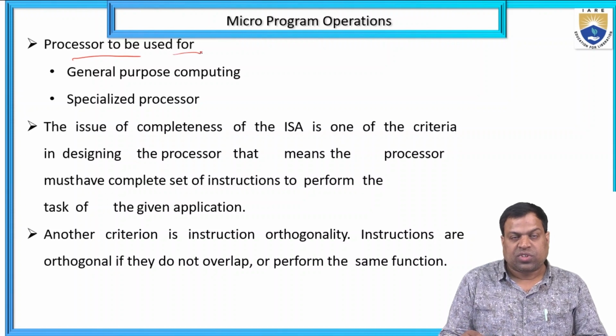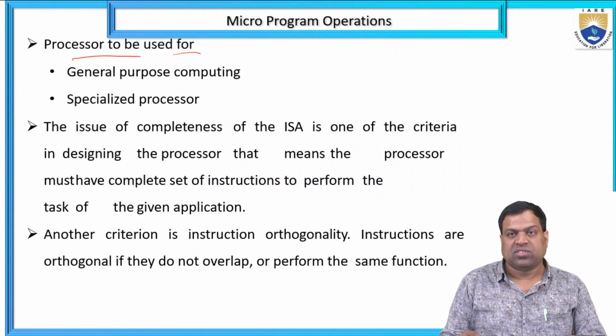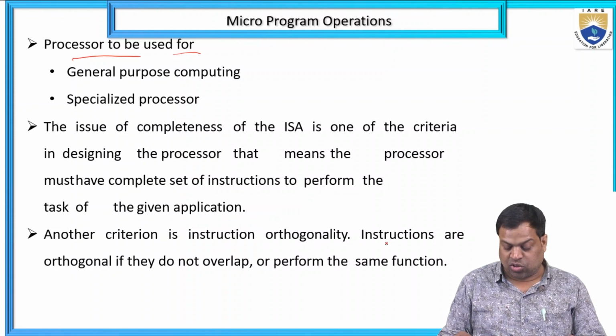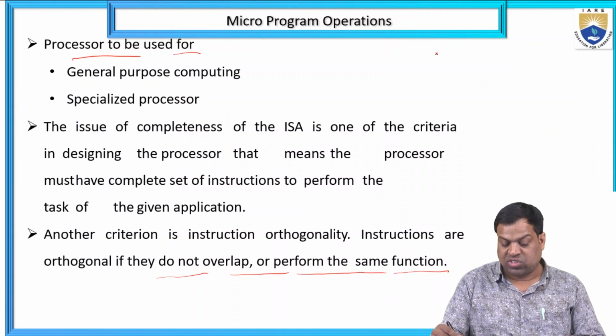Processor to be used for. What is the processor we need in the microprogram operation? The processor is to be used for general purpose computing or as a specialized processor. The issue of completeness of the ISA is one of the criteria in designing the processor. That means the processor must have a complete set of instructions to perform the task of the given application. Another criterion is instruction orthogonality. Instructions are orthogonal; they do not overlap to perform the same function.